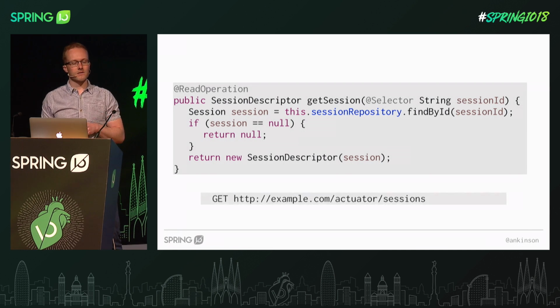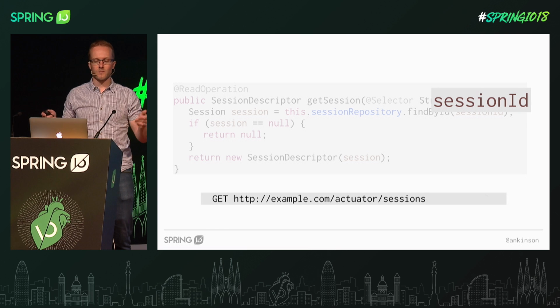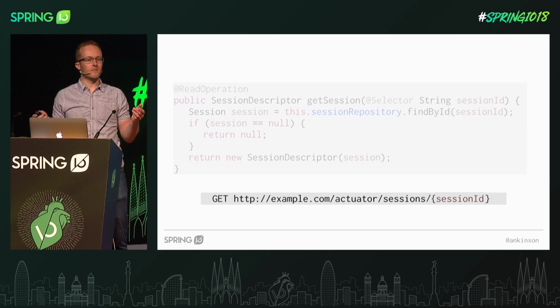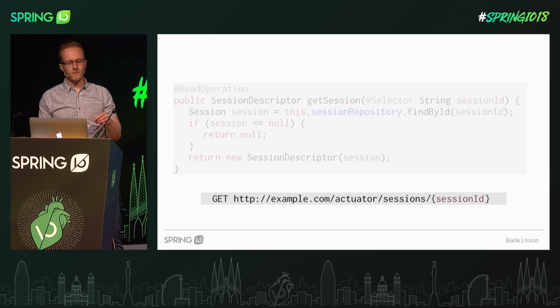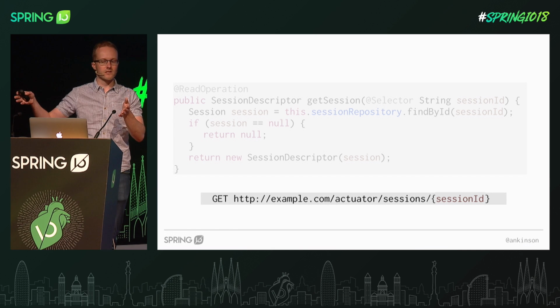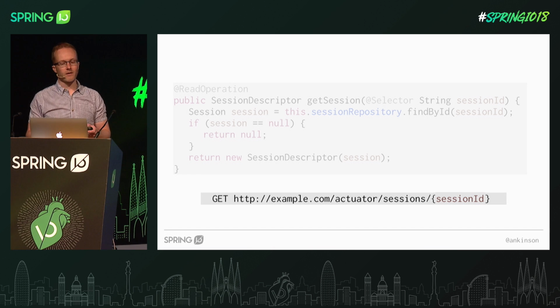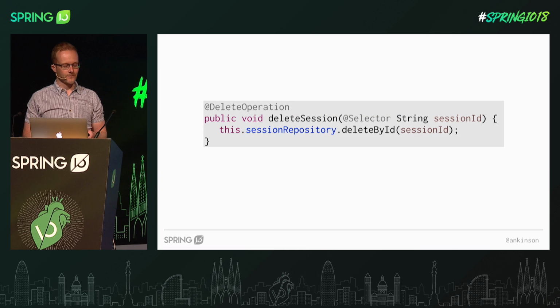Rather than being mapped as a query parameter, anything that's annotated with selector in the HTTP world, in the web world, gets mapped into a path variable. So this is /actuator/sessions/ and then the session ID. So whatever the user replaces that variable with in their URL, that will get passed into the session ID parameter on your getSession method in the endpoint.